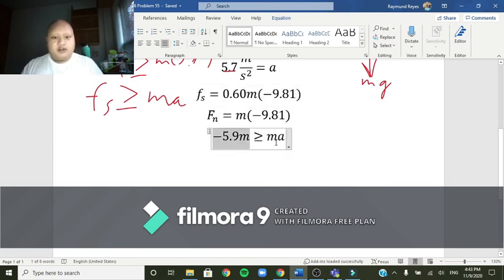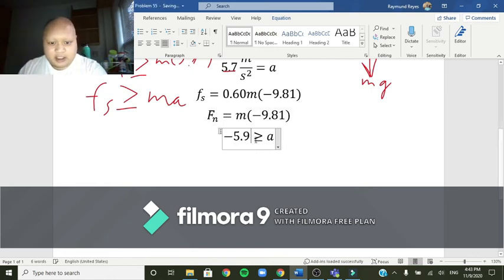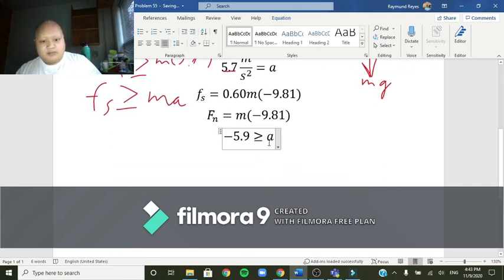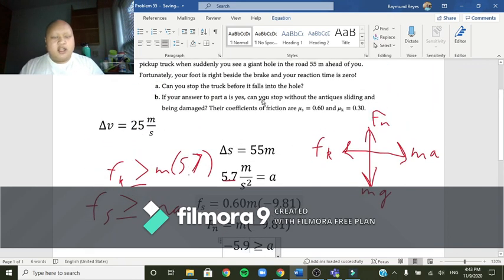And we're looking for acceleration, the acceleration of the truck that is needed to protect the valuables. So anyways, you set this equal to mass times acceleration. The mass cancels on both sides, and you have your answer. So the acceleration has to be less than or equal to negative 5.9 meters per second squared in order to protect the valuables and your knees.